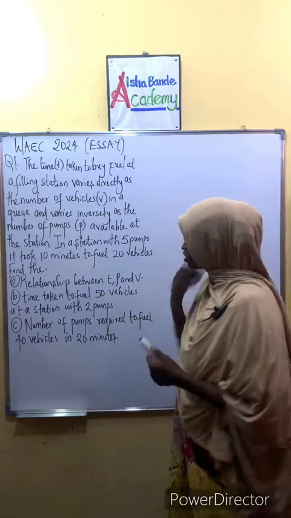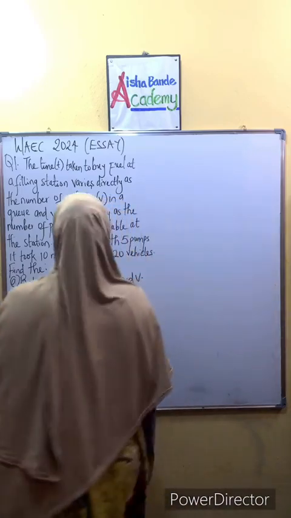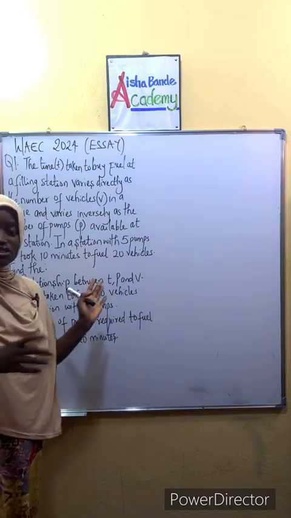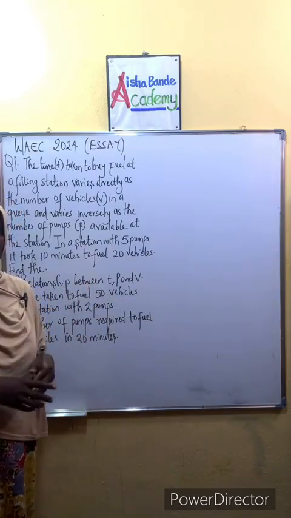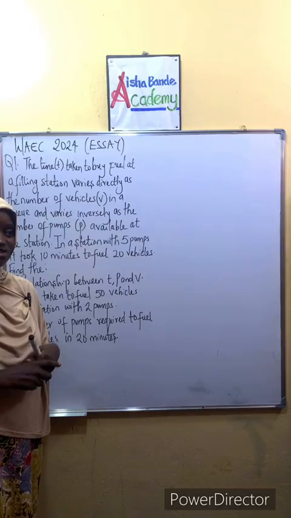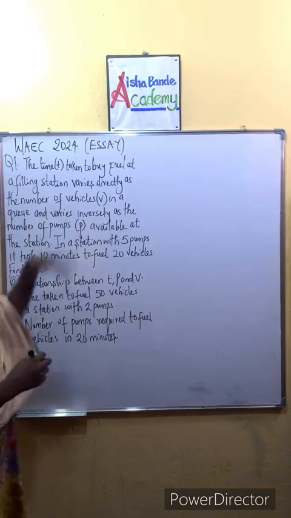So let's begin with the first one. Question A, which is for us to find the relationship between T, P, and V. This question is under a topic that is called proportion. We have types of proportion. We have inverse proportion. We have direct proportion. So now let's interpret the question.